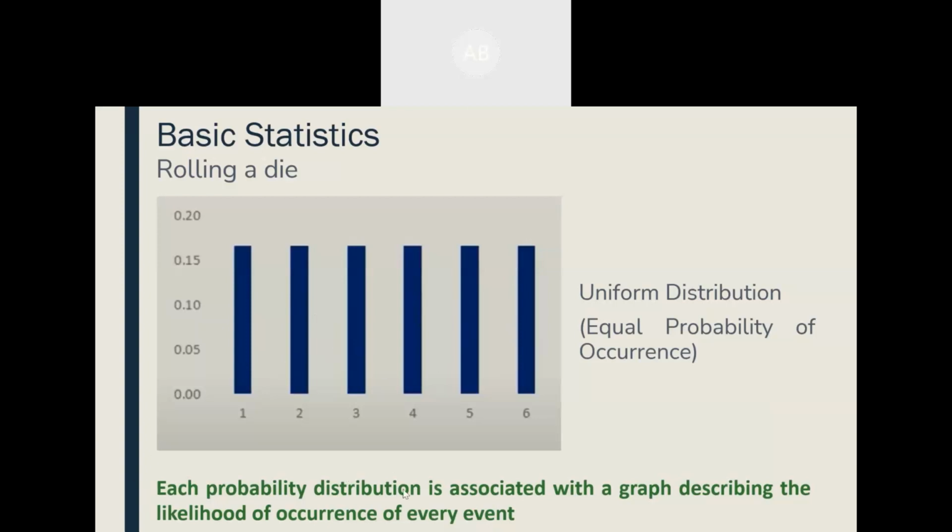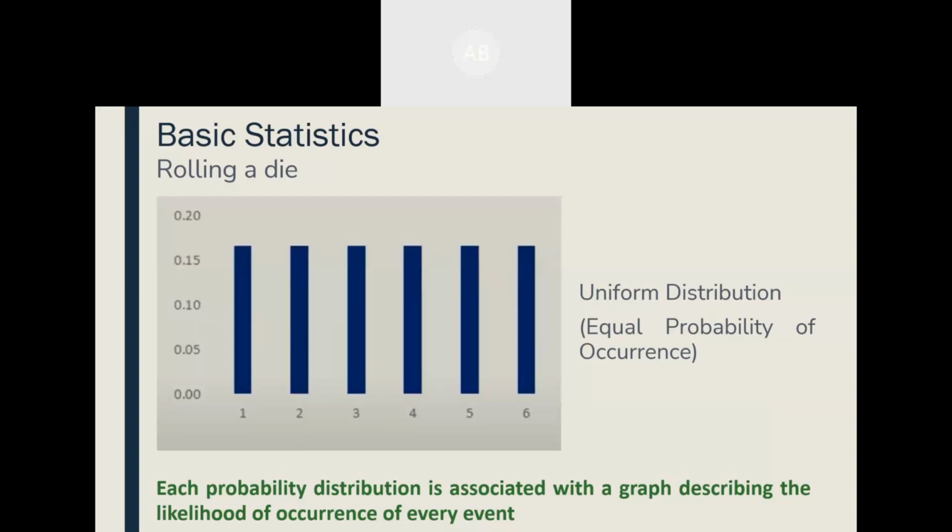So each probability distribution is associated with a graph. In this case, this is the graph which describes the likelihood of occurrence of that event. For example, the likelihood of occurrence of 4 is 0.17 here. So this is actually what is known as a probability distribution in statistics, or simply distribution in statistics.